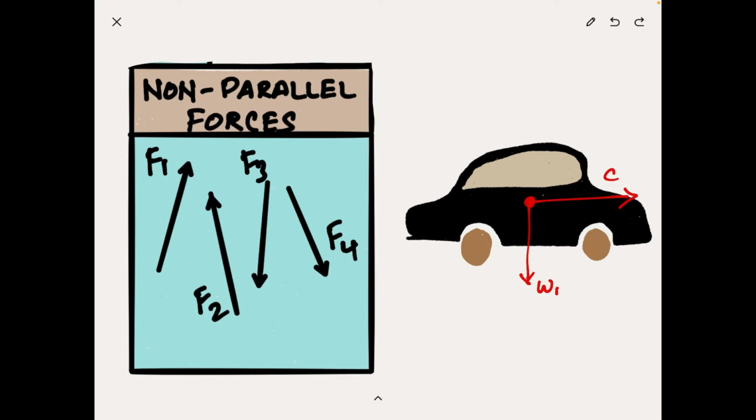Look at this example of a car. Now, a real moving car has a bunch of forces acting on it. But for a simple case, let's just assume that you just have the weight of the car acting downwards and the cruising force, or rather the force due to acceleration, acting in the forward direction. Now, these two forces are obviously not parallel to each other, so they come under this category of non-parallel forces.